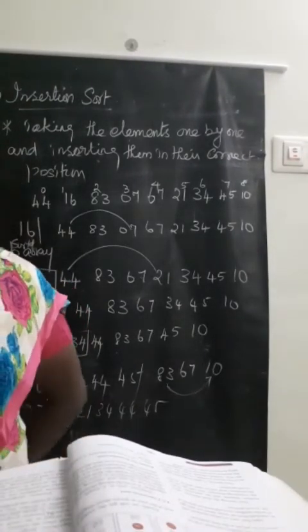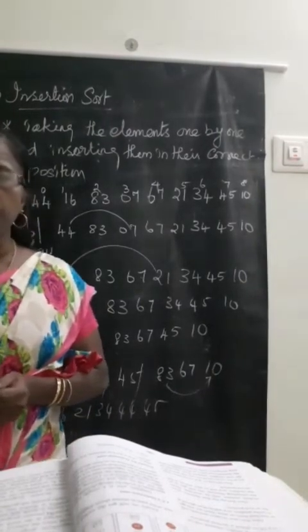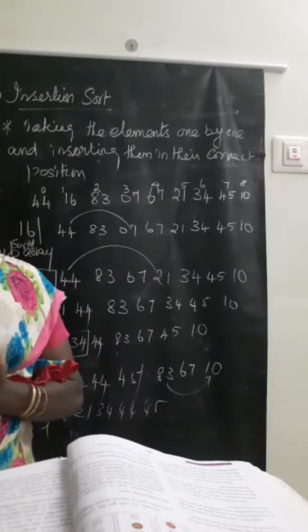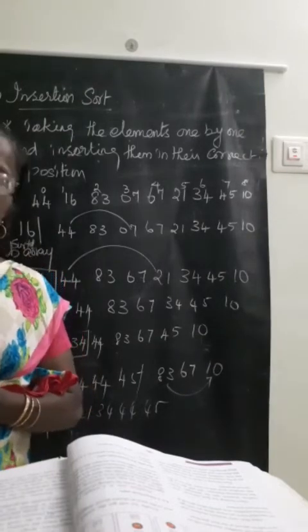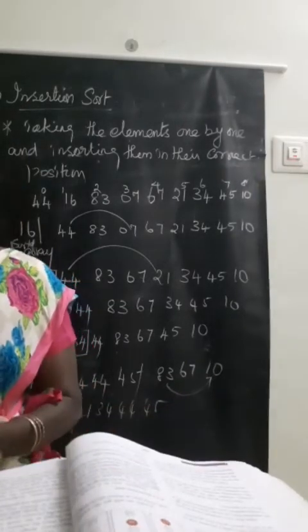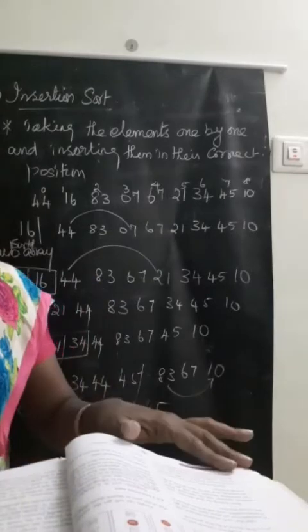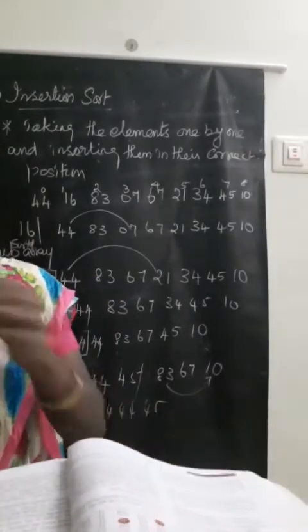There are three types of sorting and two types of searching we saw. Searching: binary search and linear search. Sorting, three types: insertion sort, bubble sort and selection sort. Next one, dynamic programming. I think this chapter is completed.